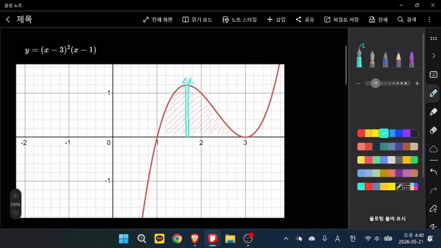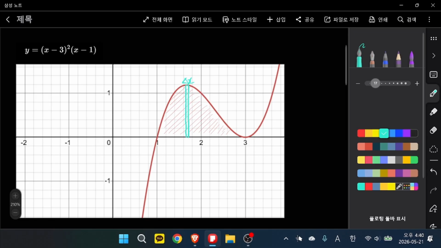Now let's identify the dimensions of one shell. First, the height. The height is simply the function itself, f of x. Since the function gives the y value at each x position, that y value becomes the height of our shell. Now let's talk about the radius.